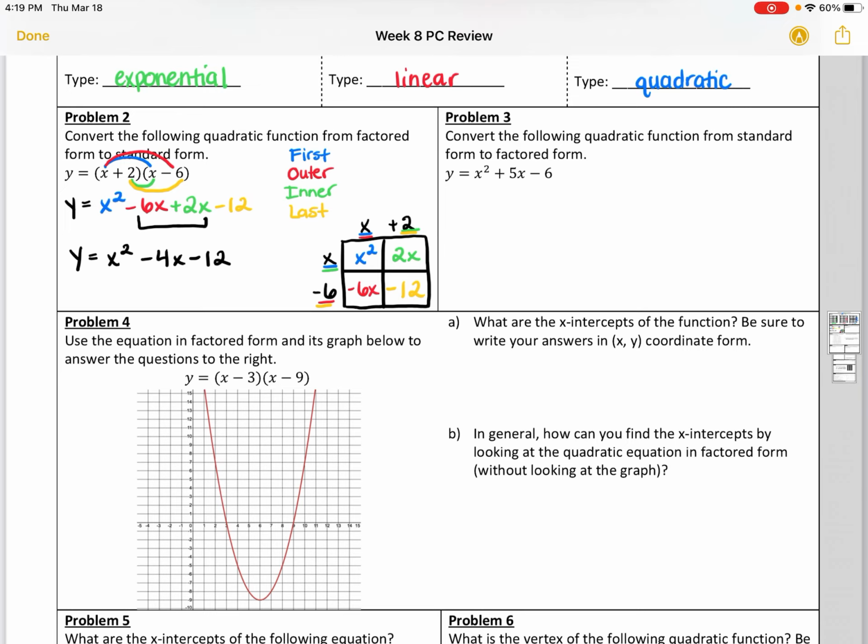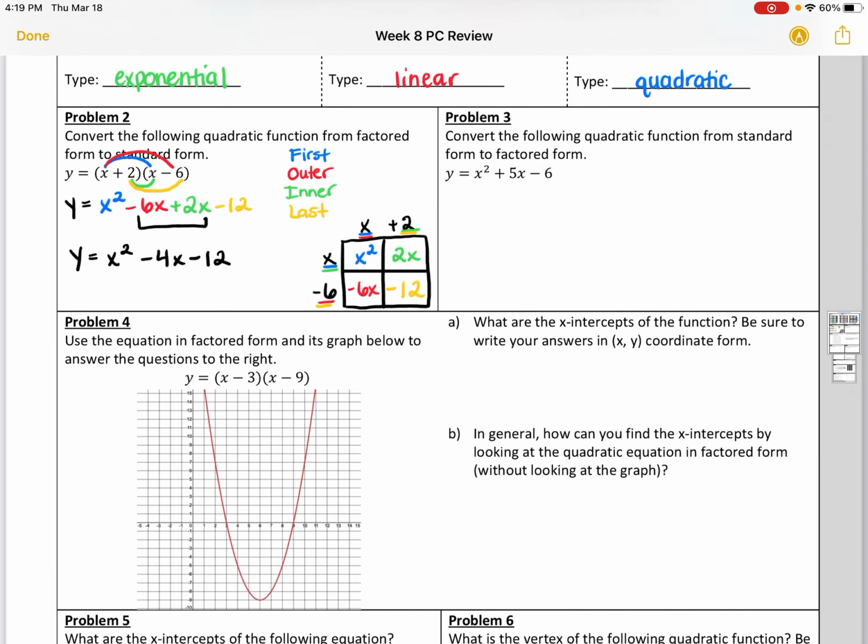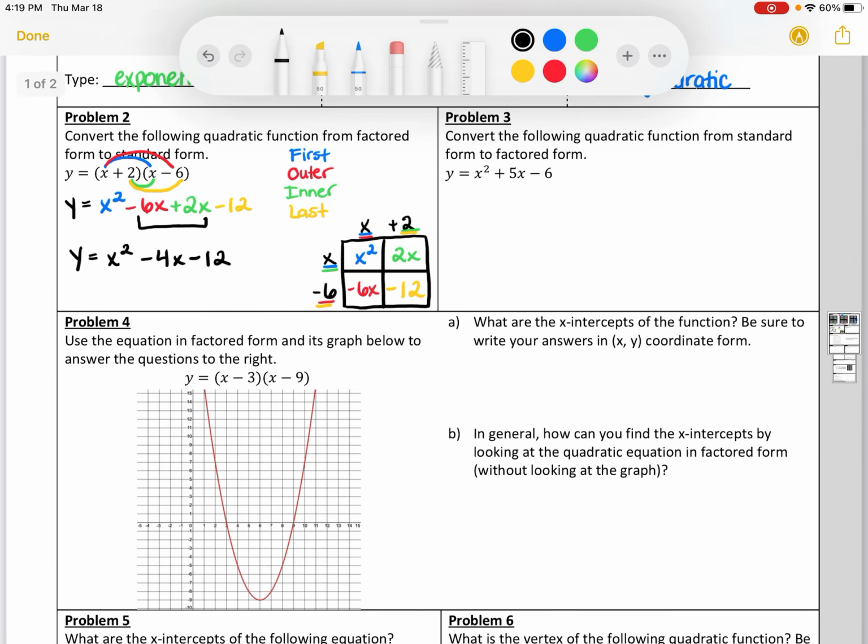Now, my next problem is to convert this quadratic function from standard form to factored form. So we're going in the opposite direction. I have my x squared term, my x term, and my constant, and I want to convert it to look like the factored form. To convert to factored form, we're going to need our multiply and add table. We have to factor to convert to factored form. Not surprising, right? So I always start by making my multiply and add table.